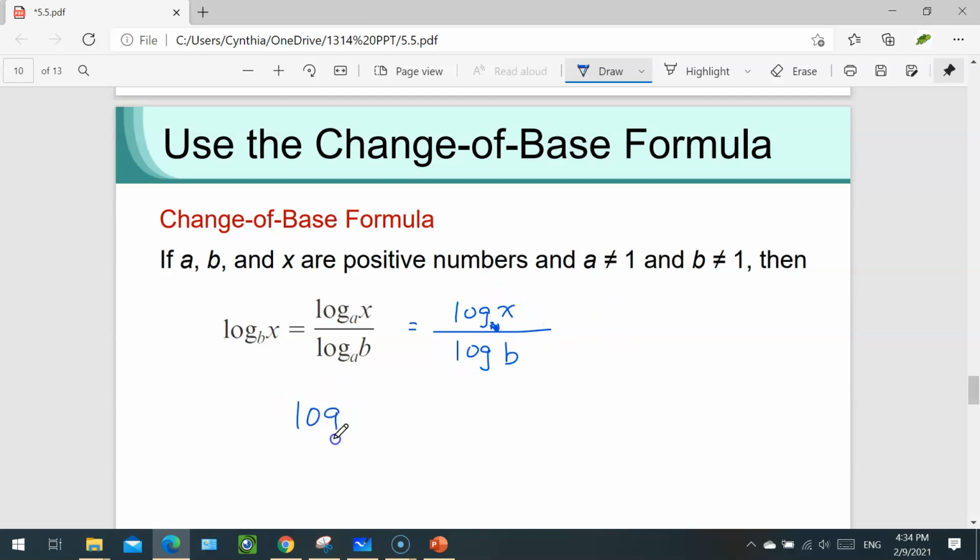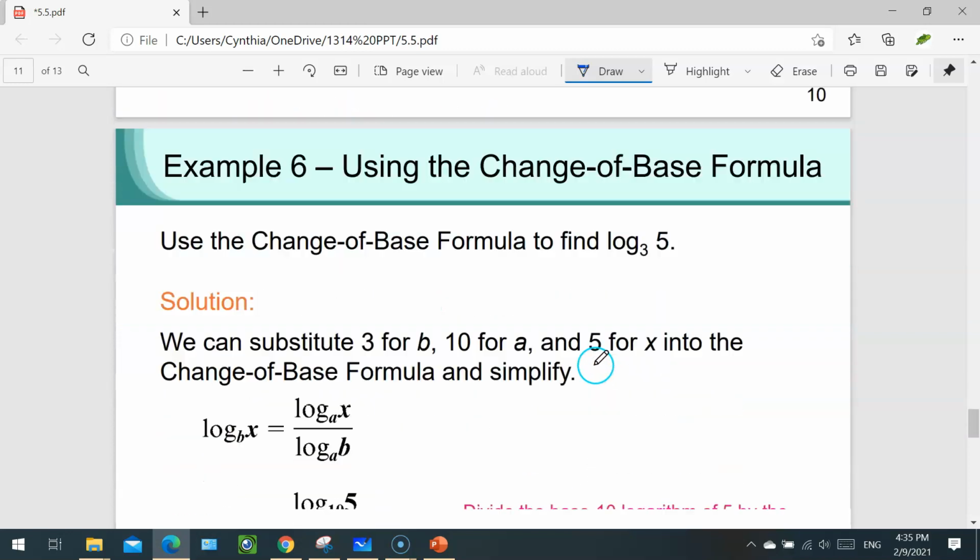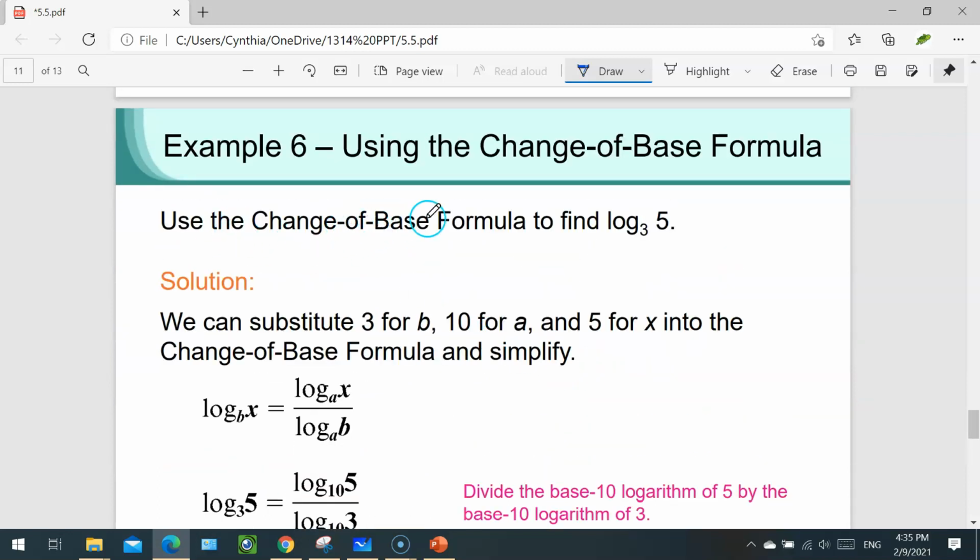For example, you have log base 7 of 2. If your calculator doesn't have the change of base rule, you can't input the number into it. You can just simply type out log of 2 divided by log of 7, and then it will give you the same value as when you type in log base 7 of 2. We call this the change of base rule. Use the change of base formula to find log base 3 of 5. So you can just simply type out log of 5 divided by log of 3. And you will get the right answer.